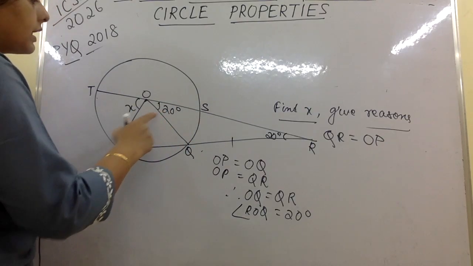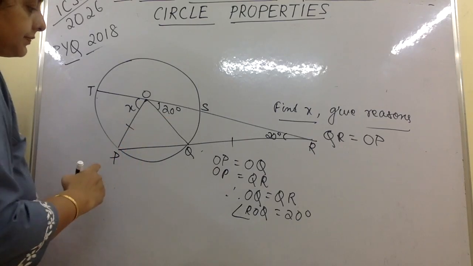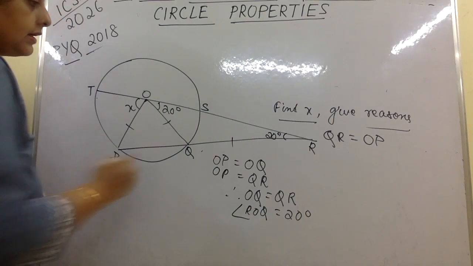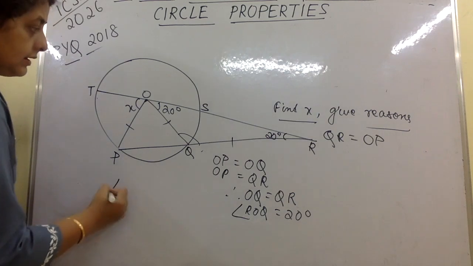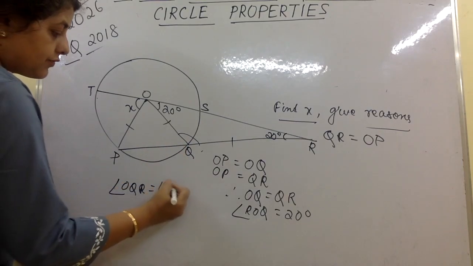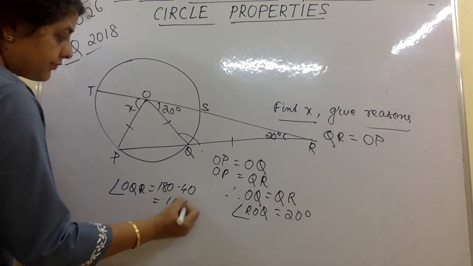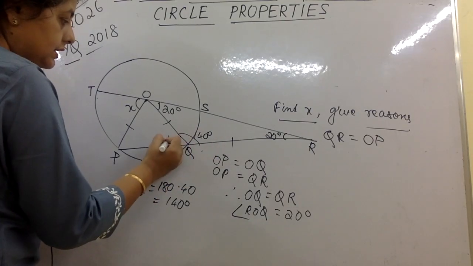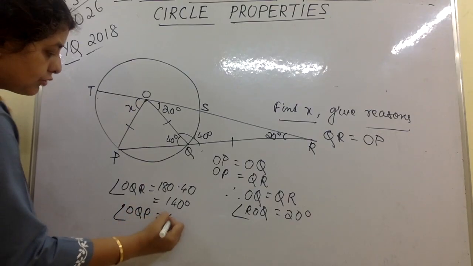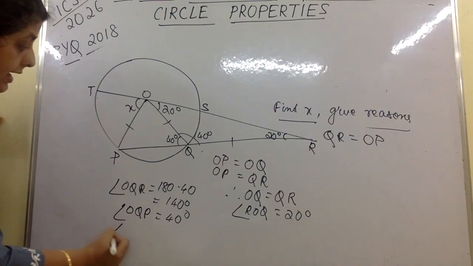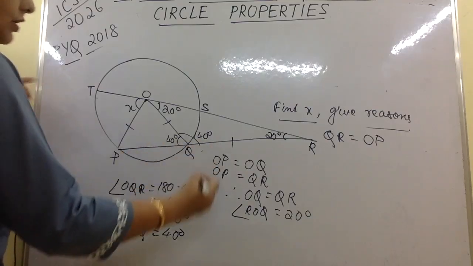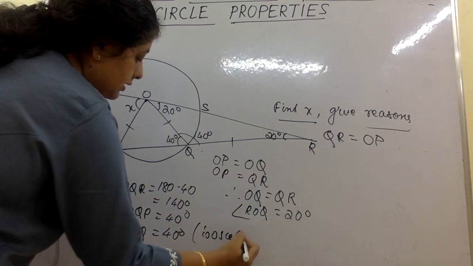Now we know, if this is 20 degrees and these two are equal, how much is angle OQR? It is 180 minus 40, which is 140 degrees. So we know this is also 140, then this is 40 degrees. So angle OQP is equal to 40, that is angle in the same straight line. Angle OPQ will also be equal to 40 because these two are equal. It forms an isosceles triangle.